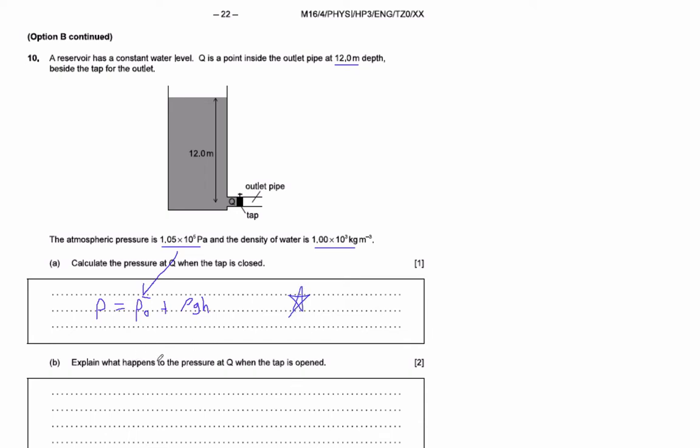And then explain what happens to the pressure at Q when the tap is opened, right? When the tap is opened, the fluid moves, right? And then use Bernoulli, right? Bernoulli predicts a certain thing happens when the fluid is moving as opposed to when it's still. And if you still don't understand that, Google that. Read about the Bernoulli equation, okay?